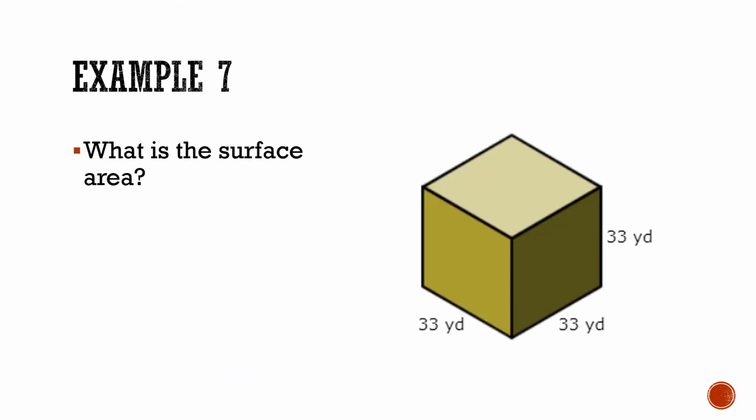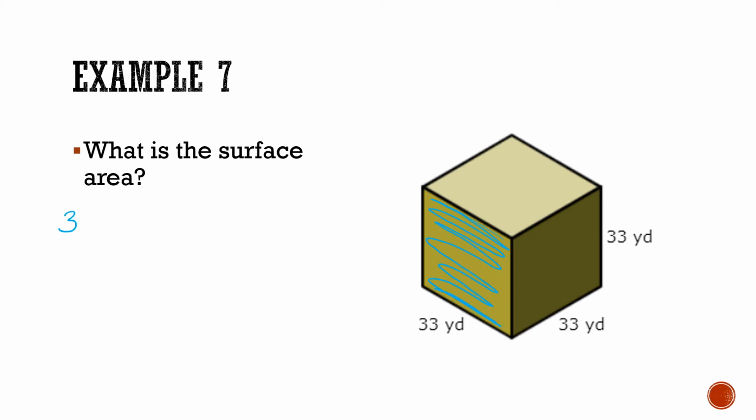Go ahead and pause your video and find the surface area of the cube. Now remember, with a cube, all 6 sides are the same size. Notice it's 33 by 33 by 33. So really we can just find one of these.